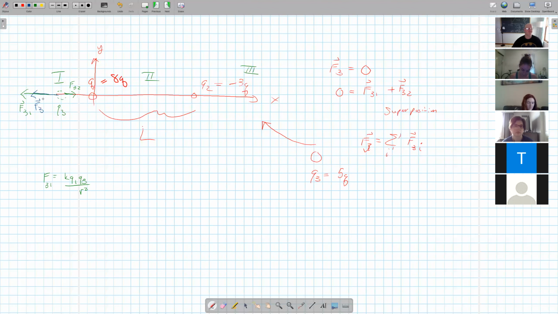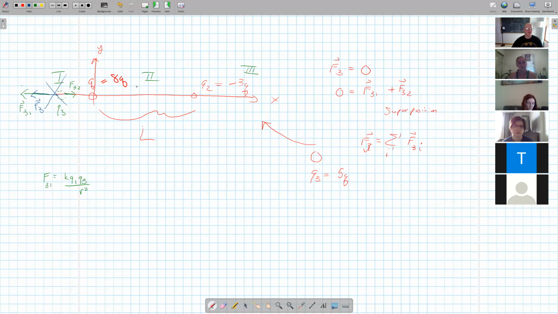So this is going to be F3. So basically, no matter where I put this thing in zone 1, F31 will always be bigger than F32, which means it's going to result in a repulsive force to the left. So nothing over here can happen. Right? I can't put it over there because it's not ever going to be in static equilibrium.